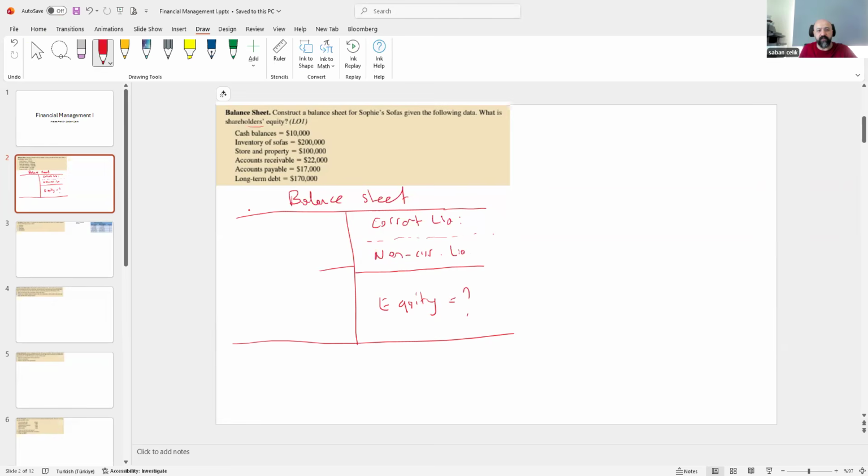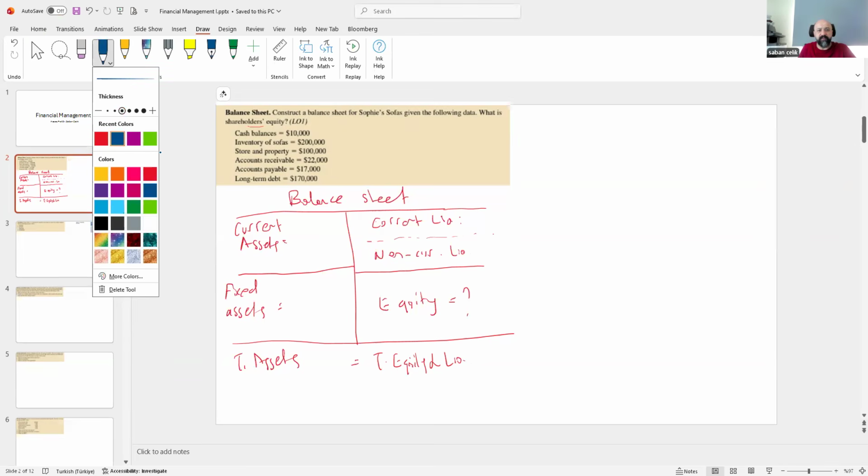The left-hand side will be split into two parts, current asset and non-current or fixed asset. So the sum of this will be equal to total asset. And here is going to be total equity and liability. So let's plug the figures into this chart.